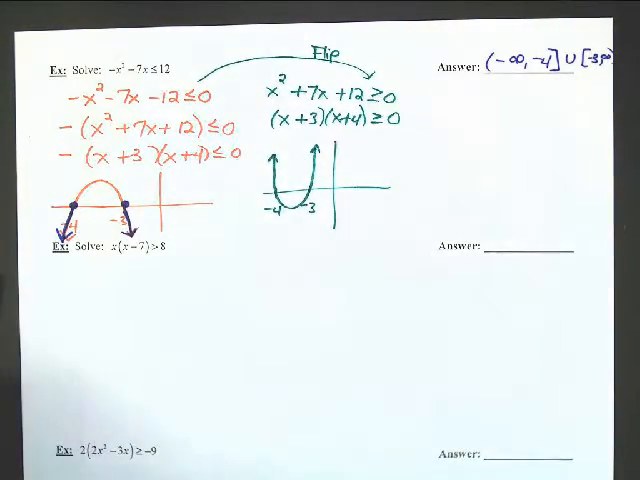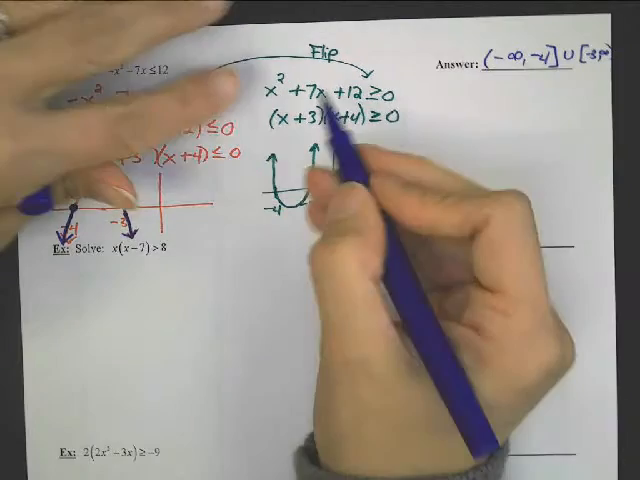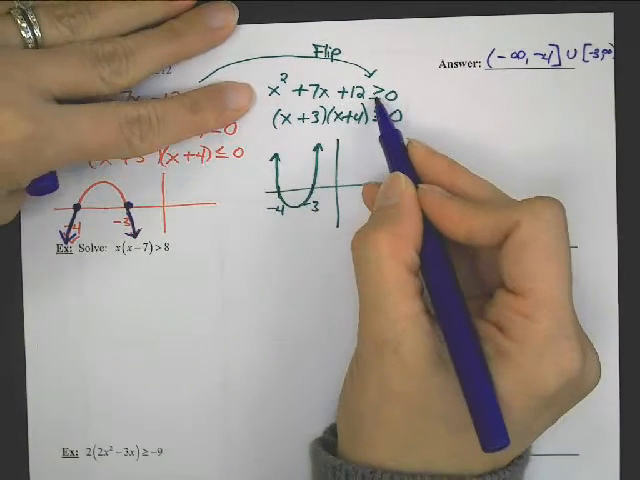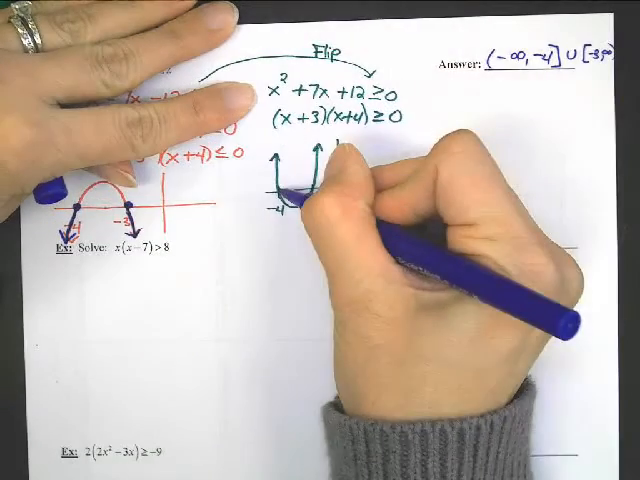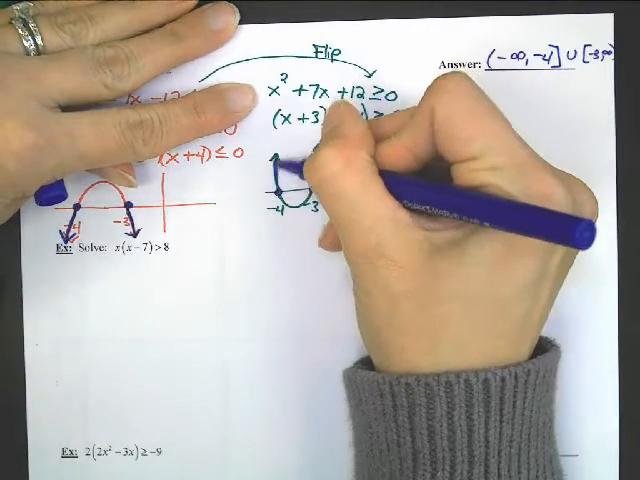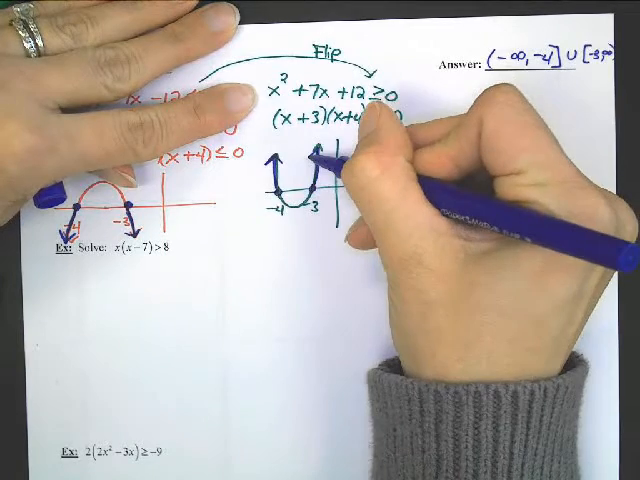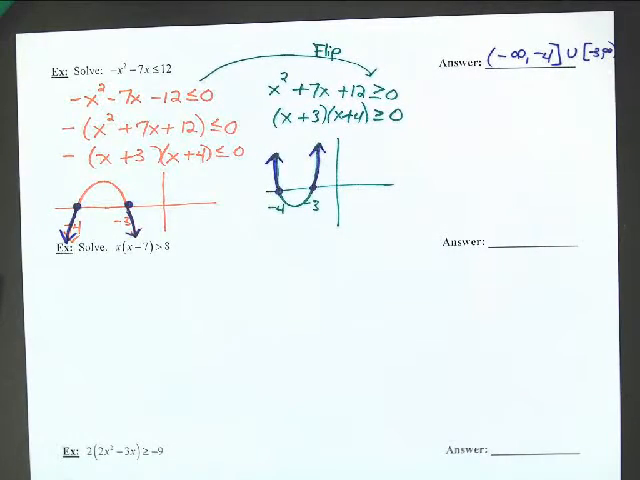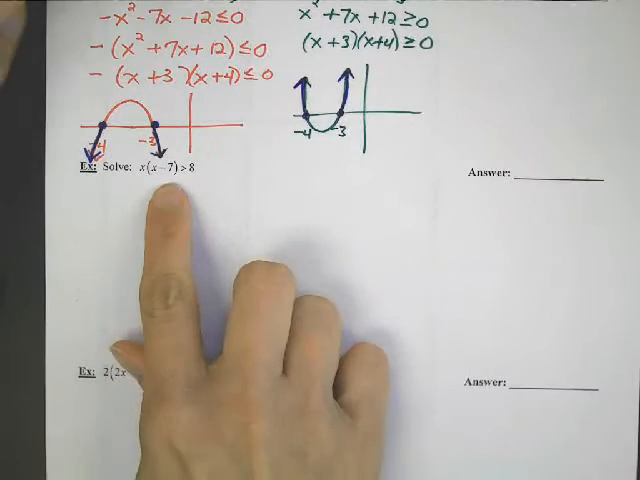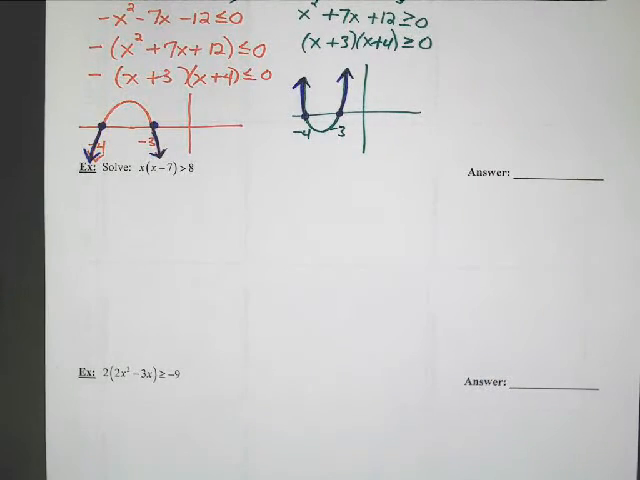Okay, now what does this problem say? It says, where is the parabola greater than or equal to 0? So this parabola is greater than 0 here at this arm and this arm. So the answer is going to be the same no matter how you approach this, as long as you do all your algebra legally.